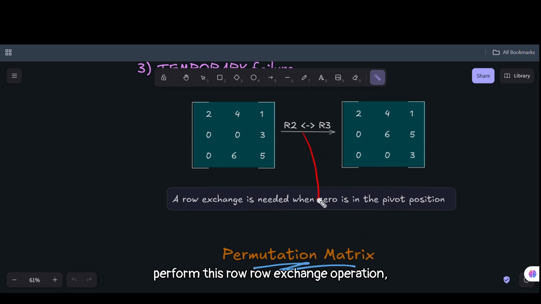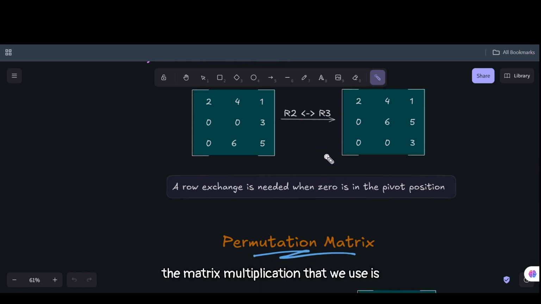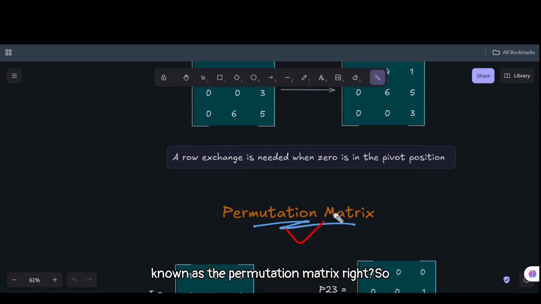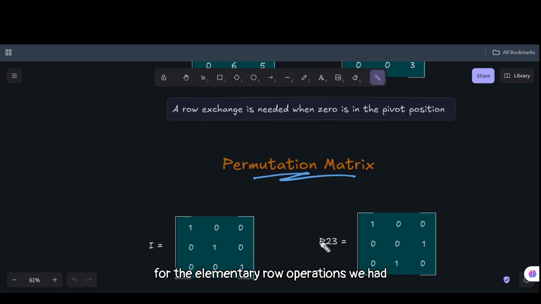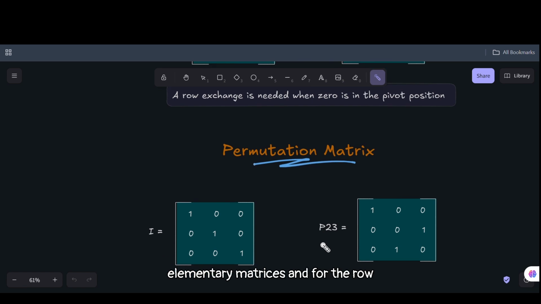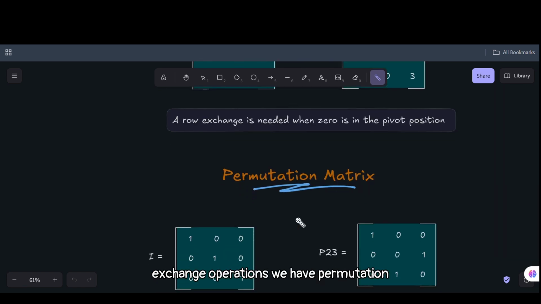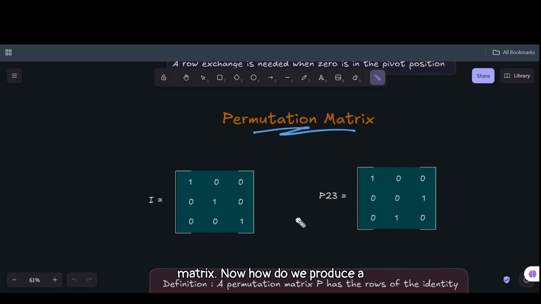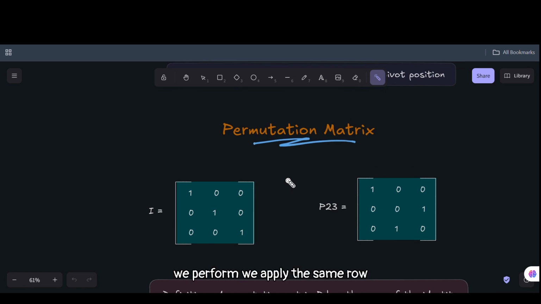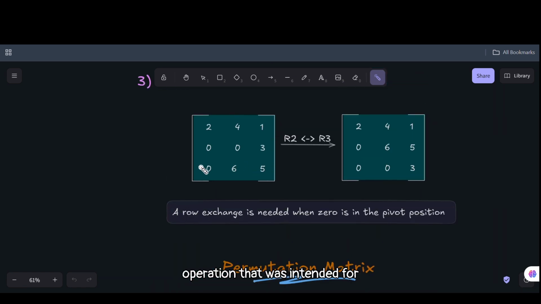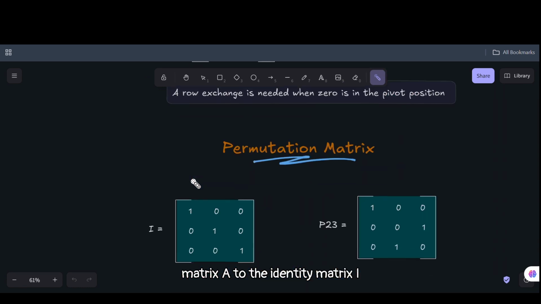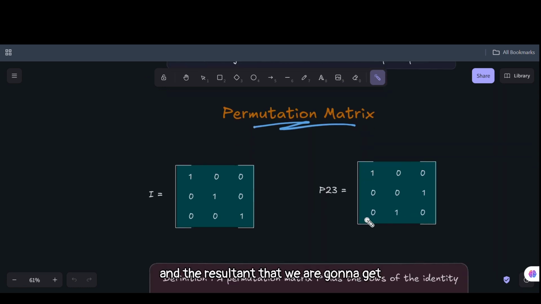Now to perform this row exchange operation, the matrix multiplication that we use is known as the permutation matrix, right? So for the elementary row operations, we had elementary matrices, and for the row exchange operations, we have the permutation matrix. How we produce a permutation matrix is similar to the elementary matrix, where we take our identity matrix I and apply the same row operation that was intended for matrix A to the identity matrix I, and the resultant that we get is known as the permutation matrix.